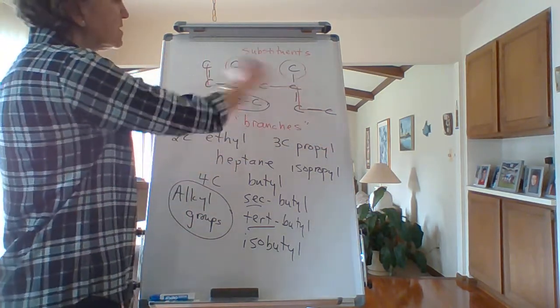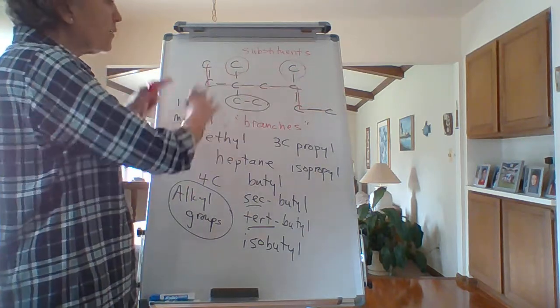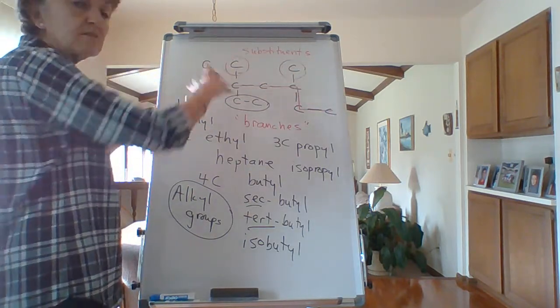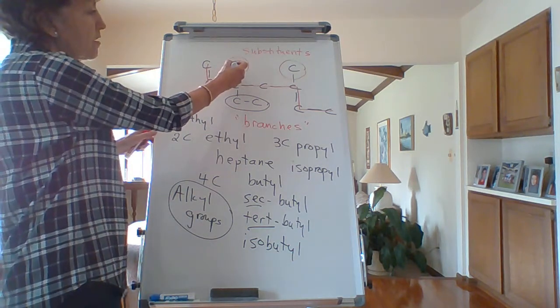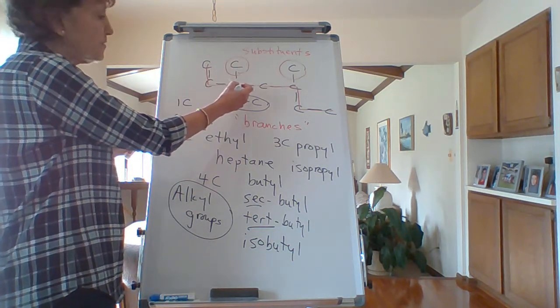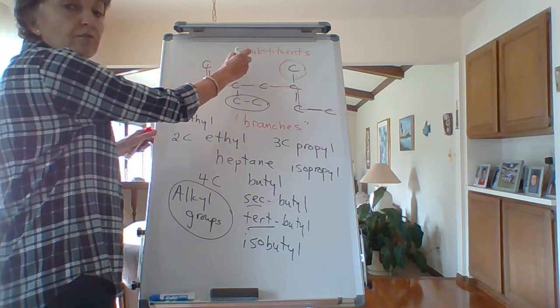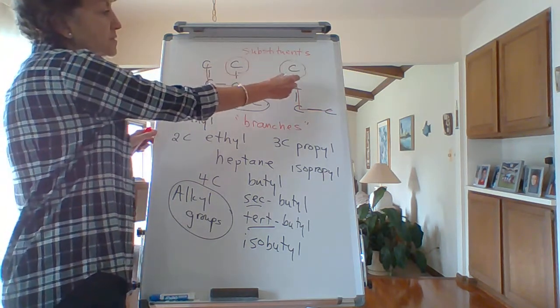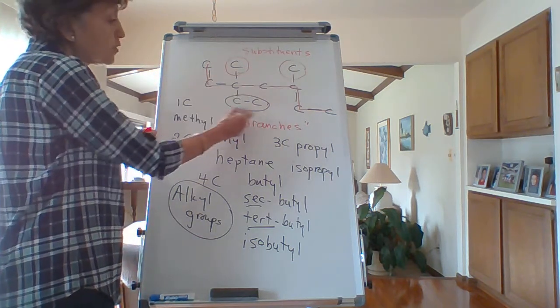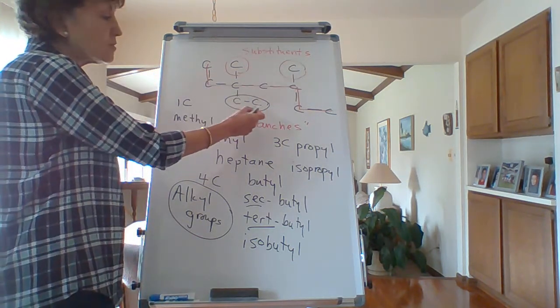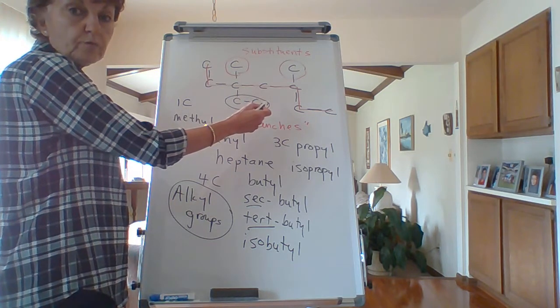So the parent is easy. The parent is a heptane. And now we need to identify these substituents that are on the parent. Well, if this is just a 1-carbon substituent coming off of this, this would be a methyl group. This is a 1-carbon substituent coming off of this. This is a methyl group. This one over here, can you see that it's 2 carbons? So this would be an ethyl group. Okay?